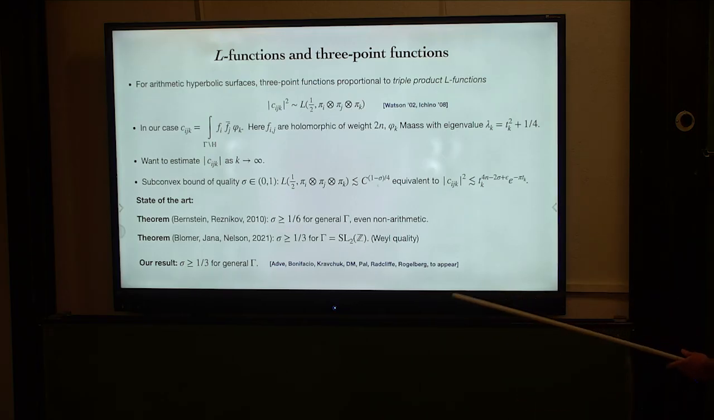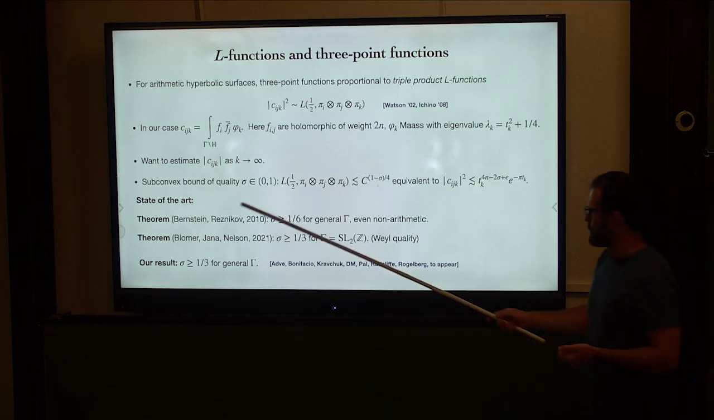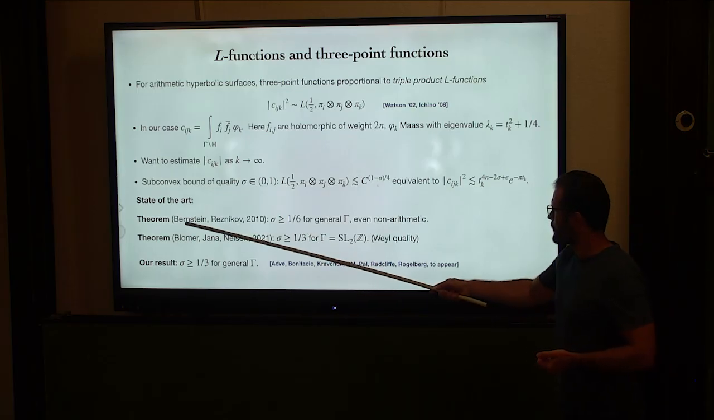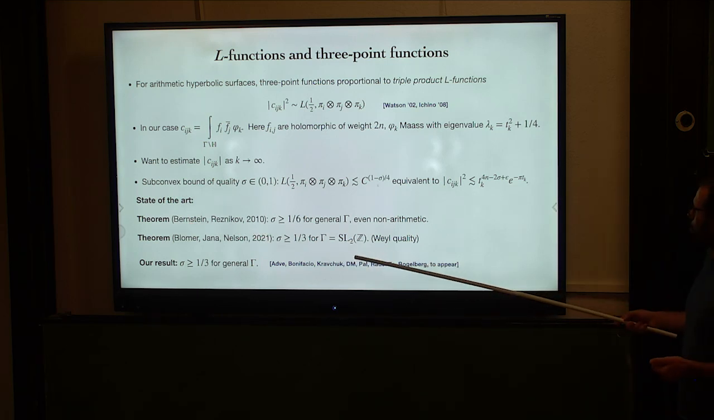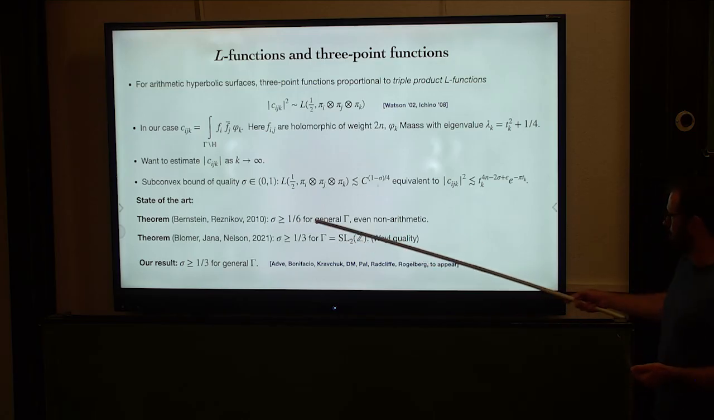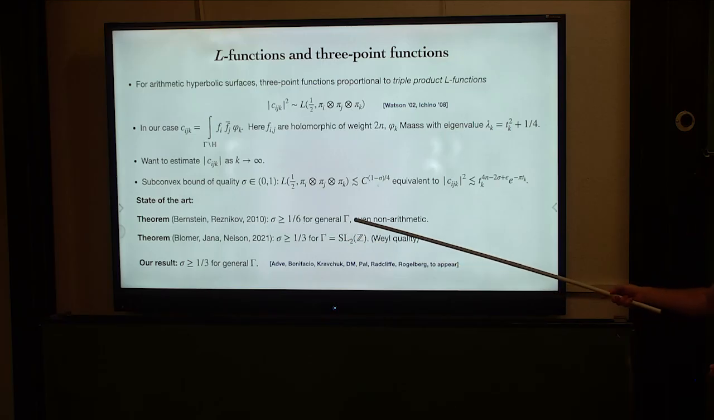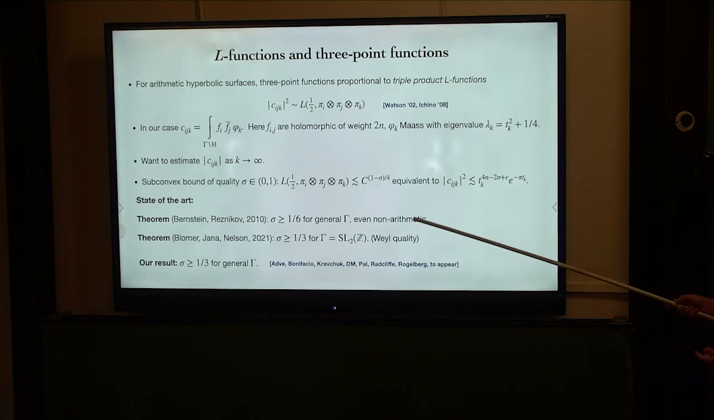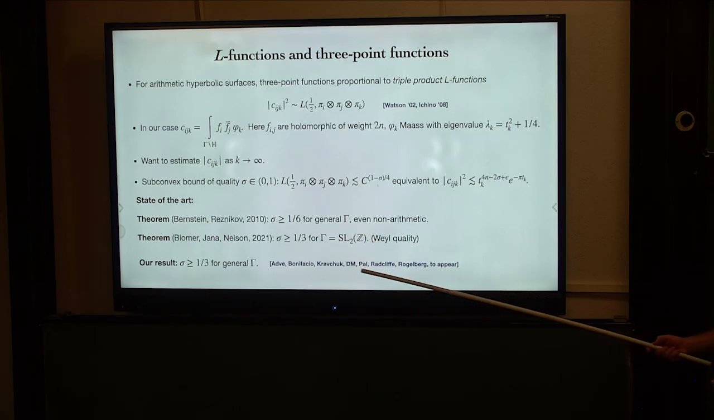Okay, so now what was the state of the art before our work? Well, the most important work was that of Bernstein and Reznikov from 2010, who proved this bound with σ at least 1/6 for general Γ. So not even arithmetic. They didn't even use arithmeticity because they really just used this spectral reciprocity formula, or the bootstrap equation, as I was calling it.